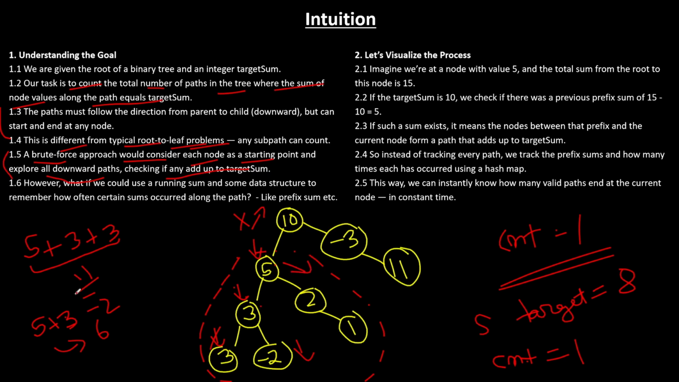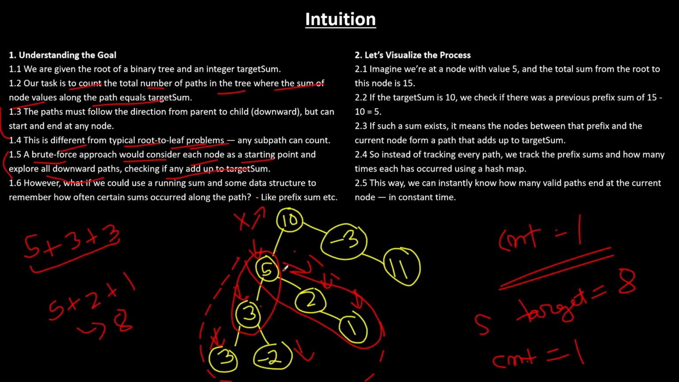So what is the path here? It is 5, then you went below to 2, then you went below to 1, right? So it's totally 8. So you got another path here. So one path was this, another path comes out to be this one. Great. So you got two paths.